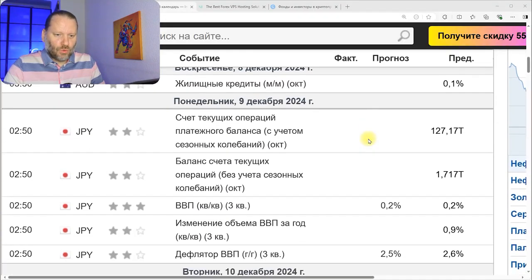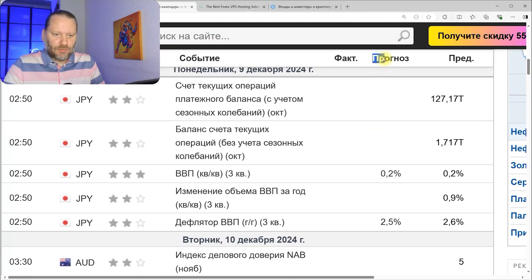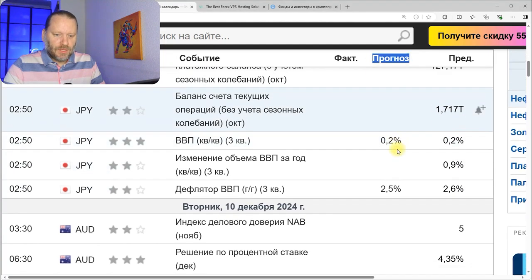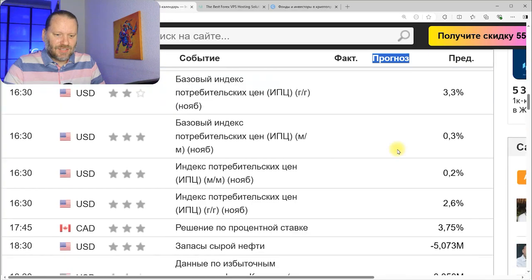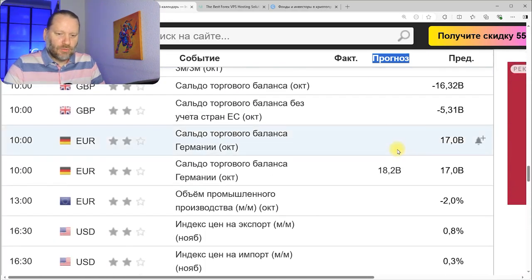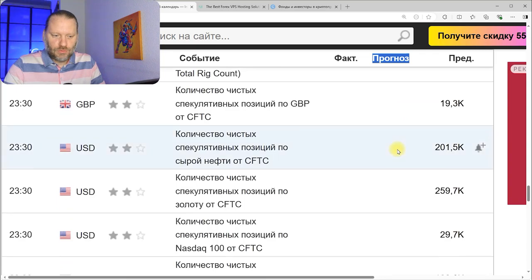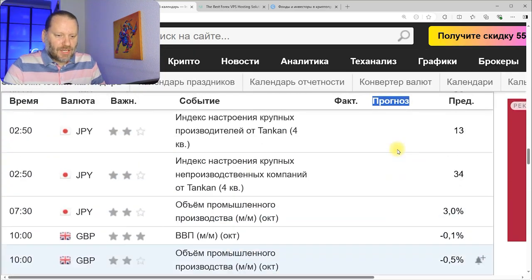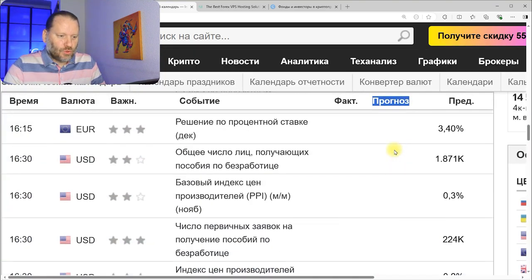So I opened the economic calendar, and what surprised me very much is that there is very little forecast data. Look at the forecast column: there is a lot of news for the week, but there are almost no values in the forecast column. I've refreshed and I've switched browsers, but for some reason, there are very few forecasts so far. That's not a big deal.